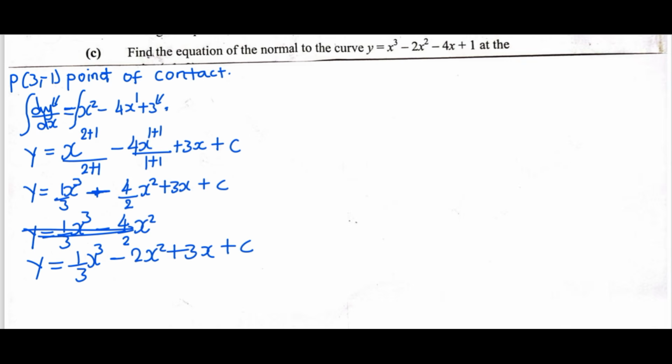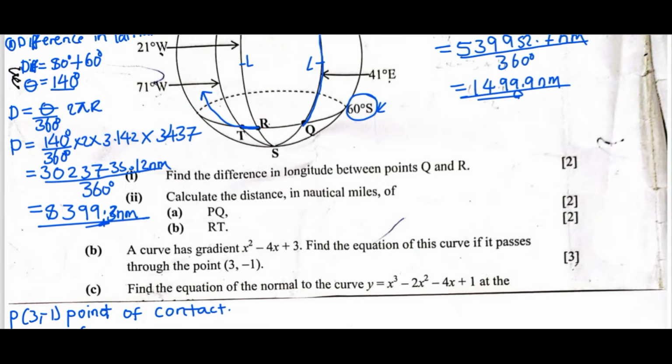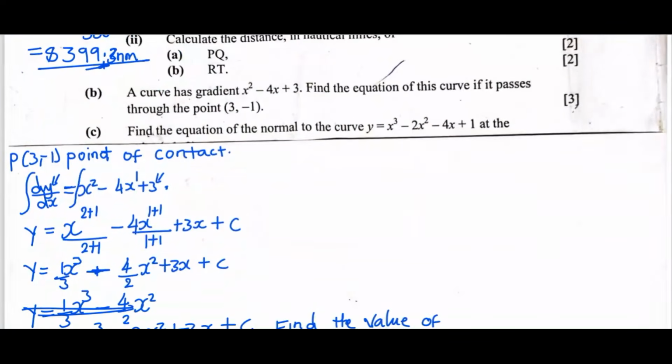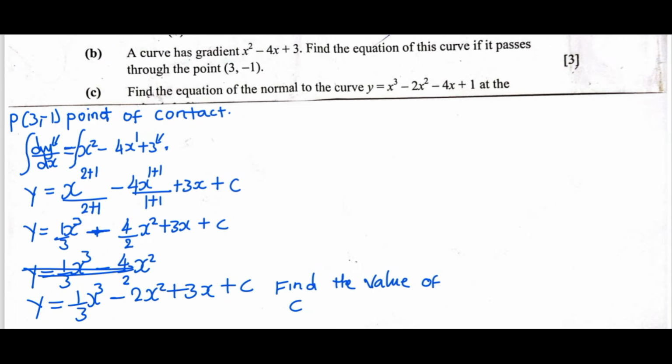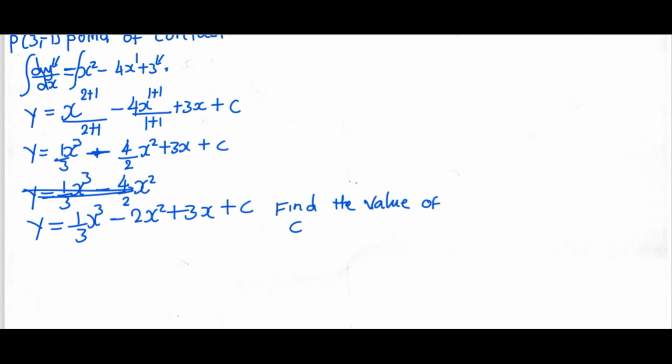Then after we are done integrating, the remaining part is to find the value of c. So how can we find the value of c? We are going to find the value of c by substituting the values of x and y. We are given the value of x and also the value of y. So x is equal to 3, y is equal to negative 1. So the coordinates we have are 3, negative 1. This is our x, this is our y.